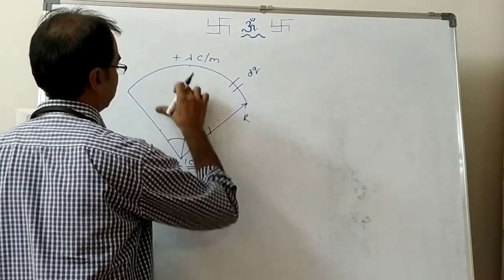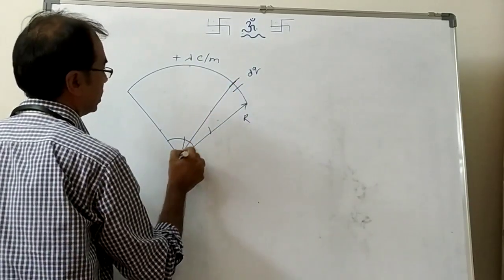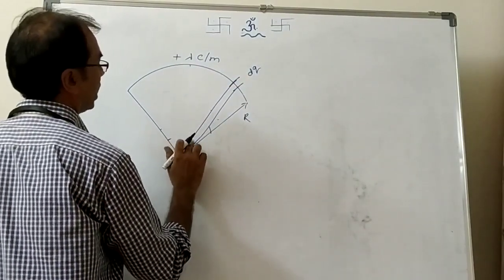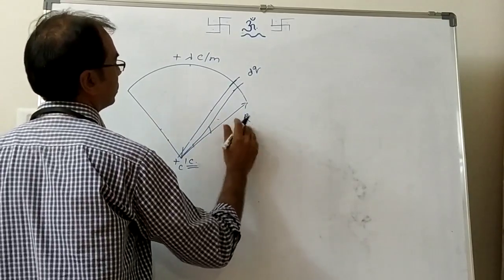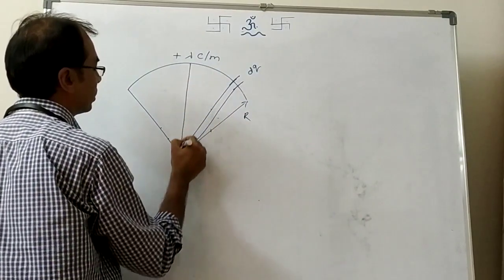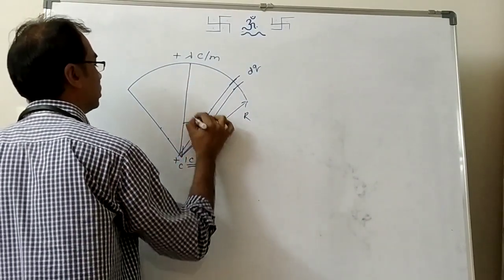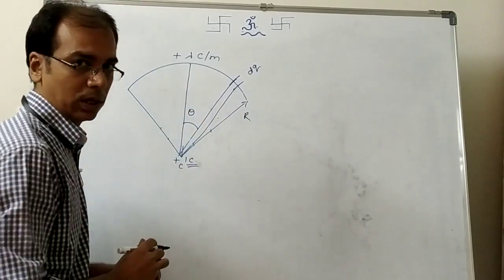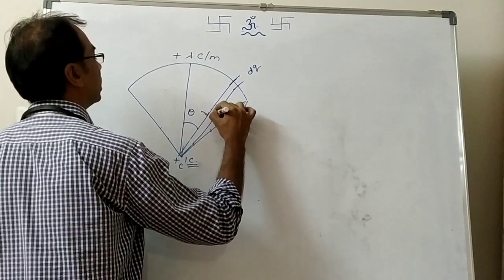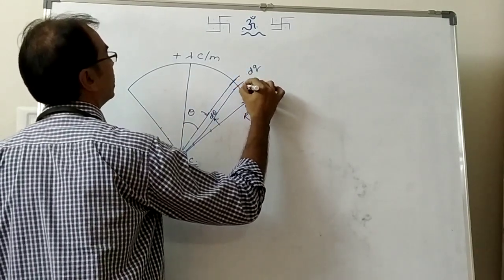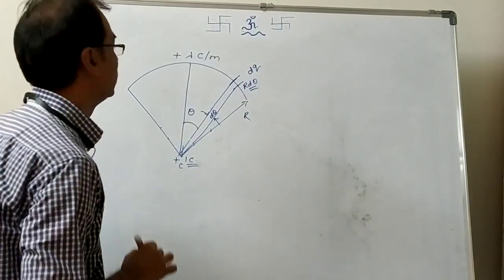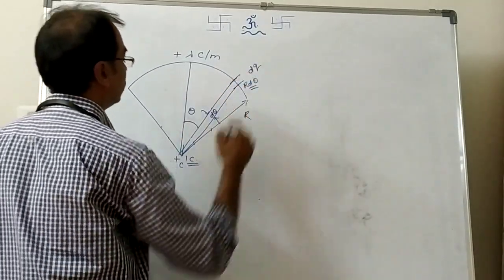Now check here. This is joined at the center. The radius is given to us as R, so this is R. And assume that this angle here from the center, I am assuming as theta. Now if this angle is theta, this angle will become d theta. So length will become how much? R d theta. Correct? What is the length? R d theta.